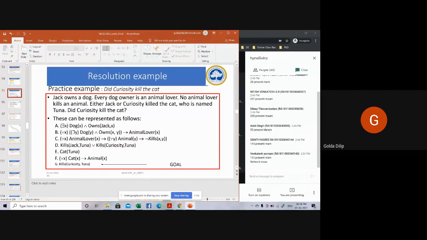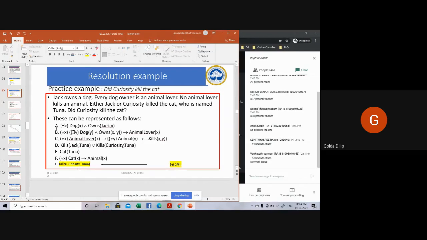Okay, so you are given a set of clauses. This is the goal associated with it. The question is whether curiosity has killed the cat: kills(curiosity, tuna). That's the goal to be proved.